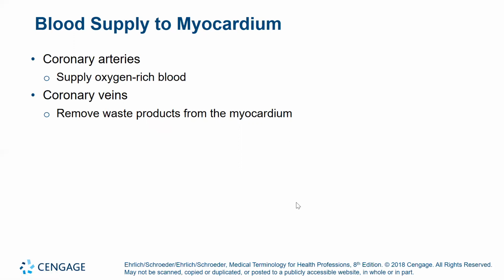So the coronary arteries supply the oxygen-rich blood, and the coronary veins then remove waste products from the myocardium. The myocardium, which beats constantly, must have a continuous supply of oxygen and nutrients, plus prompt waste removal to survive.